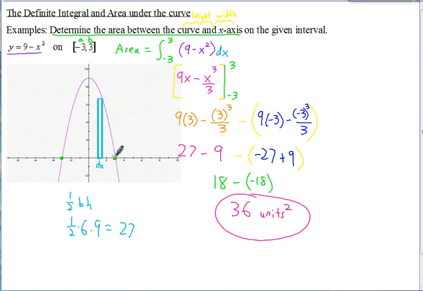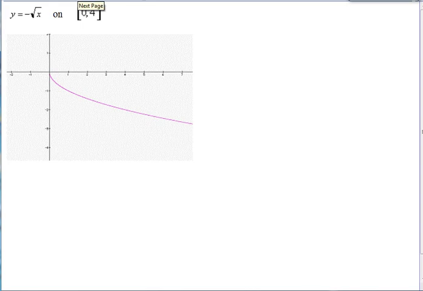All right. Let's take a look at one more. This one, we've got the graph of y equals negative square root of x. And interval, in this case, from a to b is from 0 to 4. So 0 is an x-intercept right here. But notice 4 is not. These don't have to be x-intercepts for you to give you the area.